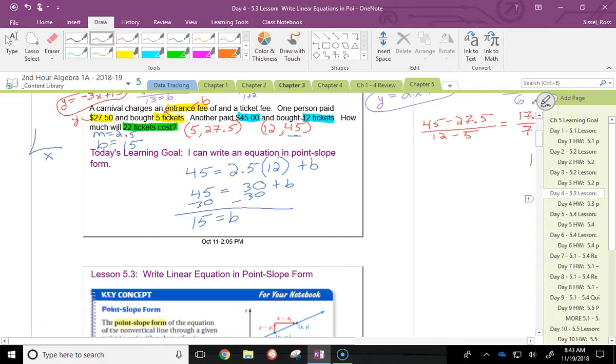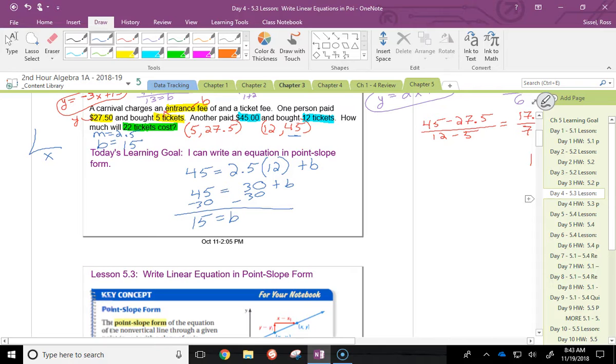Are we done with this story problem? No, this one's taking forever, but it's all these steps we're solving. It wants to know how much will 22 tickets cost. How are you going to do that? You do 2.5 times 22, and then you add 15.